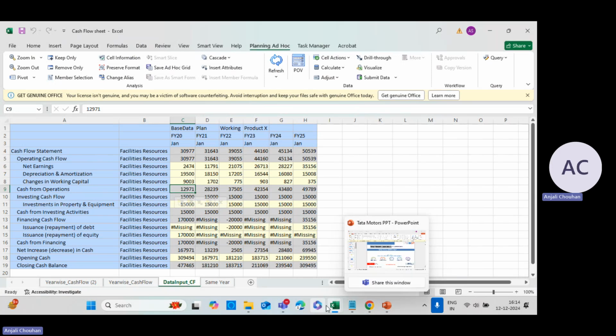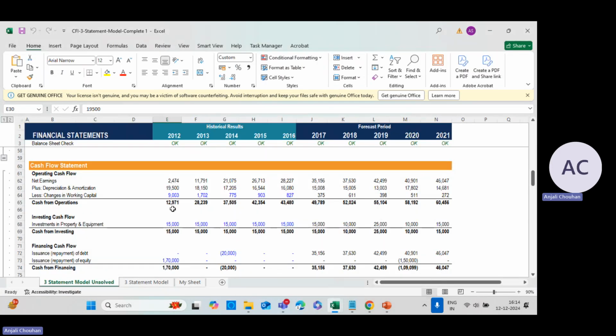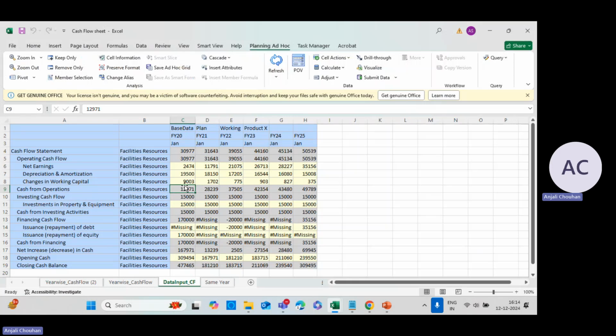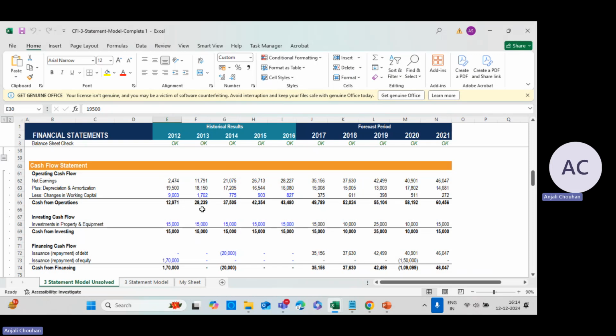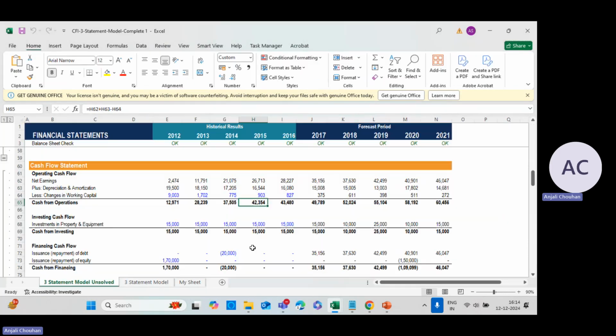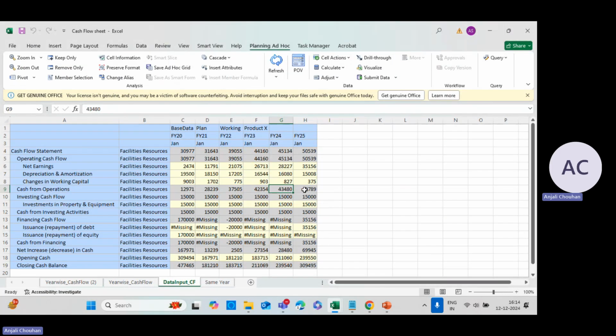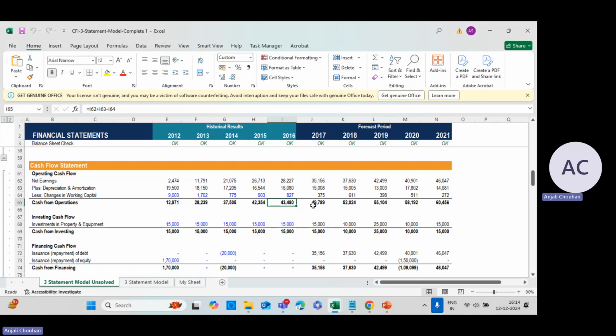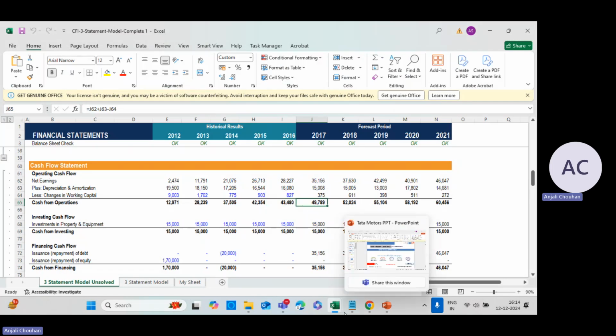So let's match it with the requirement sheets. This should be 12,971 in the first year. I have only taken 5-6 years for the planning. And then second is 28,239. Third one is 37,505. Then 42,354, 43,480. Then 49,789. And in this way we can expand our planning for the different years.